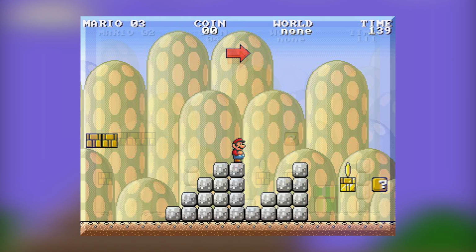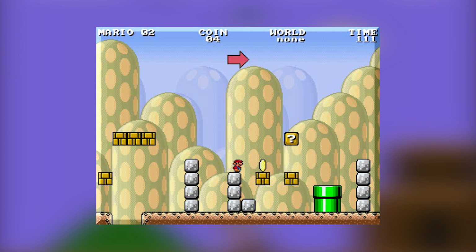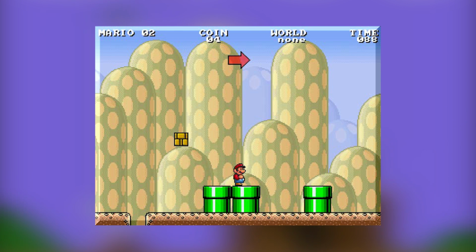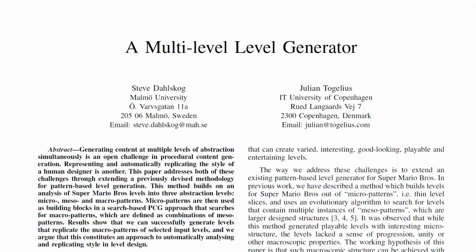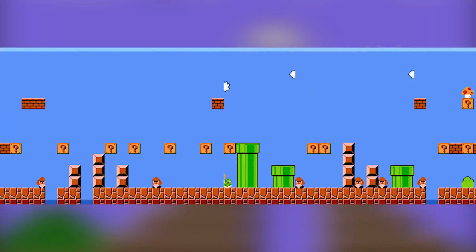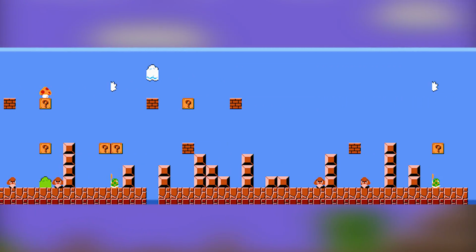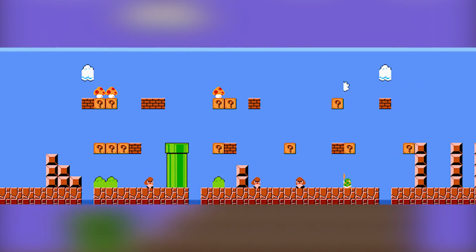This was followed in 2014 with 2 projects. One that rebuilt the level evaluation to record micro and meso level patterns distinct from one another, resulting in increased level variety, followed by a new level generation process, the multi-level level generator, that built levels at varying levels of abstraction, starting at macro pattern level, then working down to meso and micro.